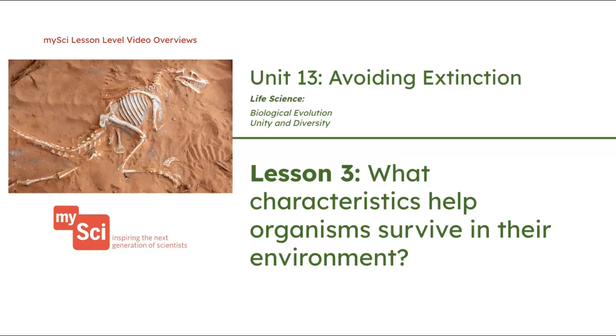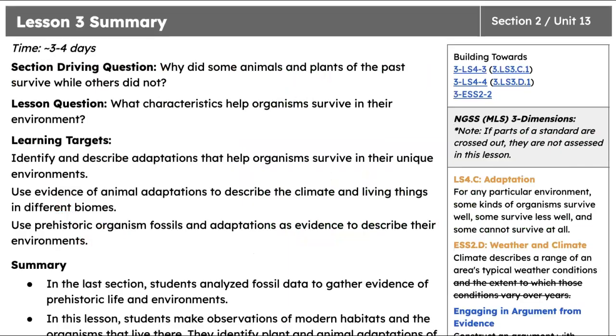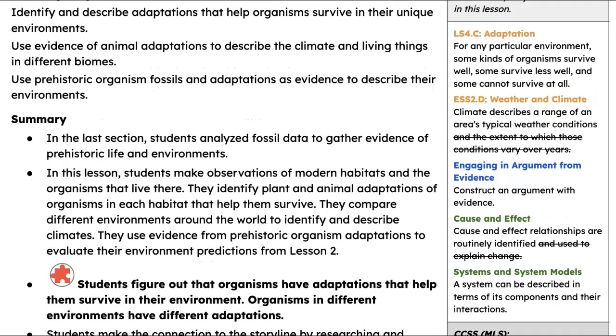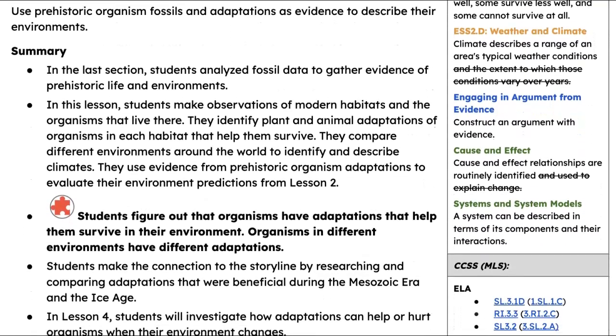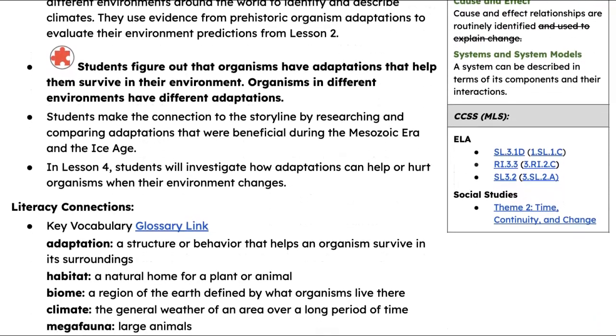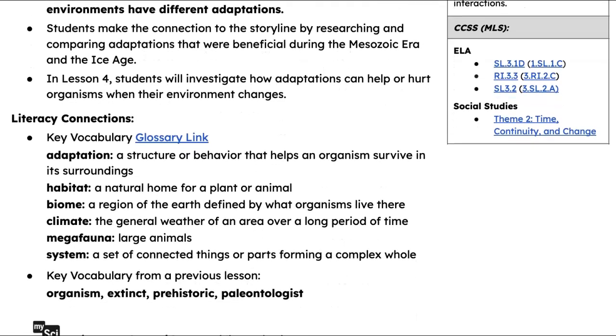Students figure out that organisms have adaptations that help them survive in their environment. Organisms in different environments have different adaptations. Students make connections to the storyline by researching and comparing adaptations that were beneficial during the Mesozoic era and the Ice Age. There are several opportunities for ELA and social studies cross-curricular connections throughout the lesson. You can look for specific standard connections in the Unit 13 Teacher Guide. This lesson will take approximately 4 days to complete.